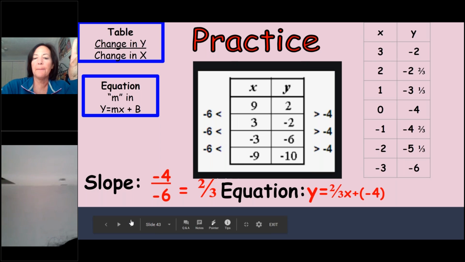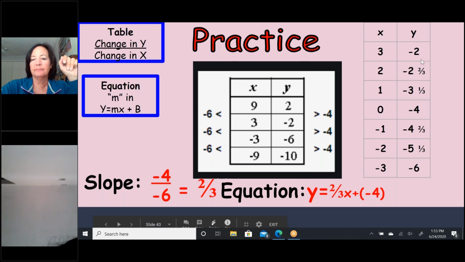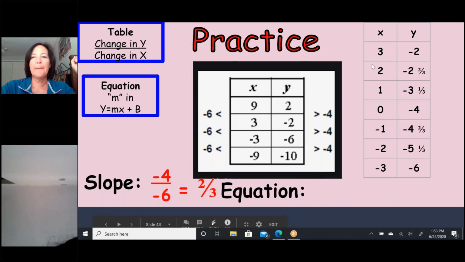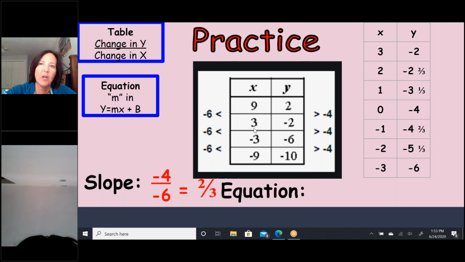Hold up, I need to go backwards. Okay. In order, so the y equals 2/3 x, you had that part perfect. In order to get the y-intercept, we have to go back to the table and find where x equals 0. Well, they didn't give us where x equals 0. So like I always say, we have to ooch it in. It belongs right here between the 3 and the -3.